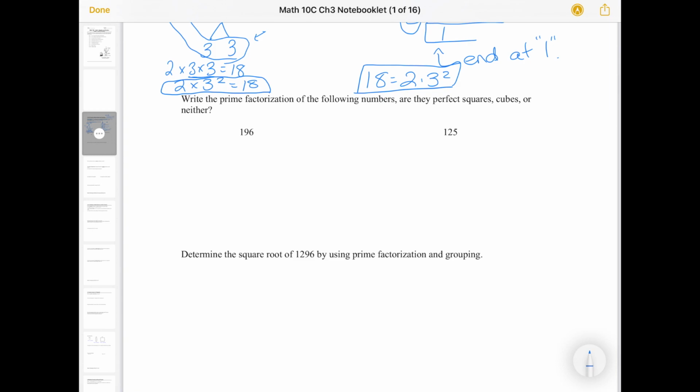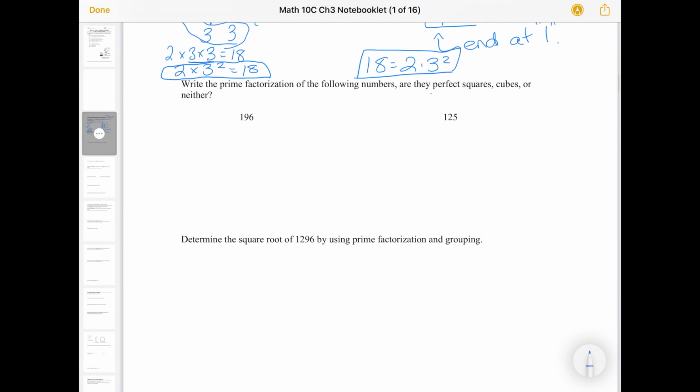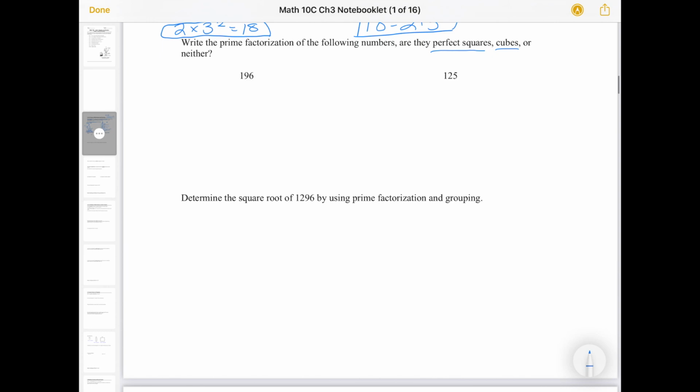All right, we got some bigger numbers here. Write the prime factorization. Then I'm going to ask you if they are perfect squares, cubes, or neither. And we're talking about squares or cubes. Well, here we go. So 196.